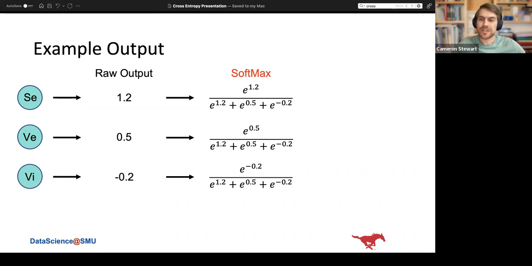Here, you can see the denominator is the same for every node, for every class. It is the exponential of all the classes added together, but the numerator is what's changing. It is just taking the exponential of that raw output for that specific class. And here are the outcomes.